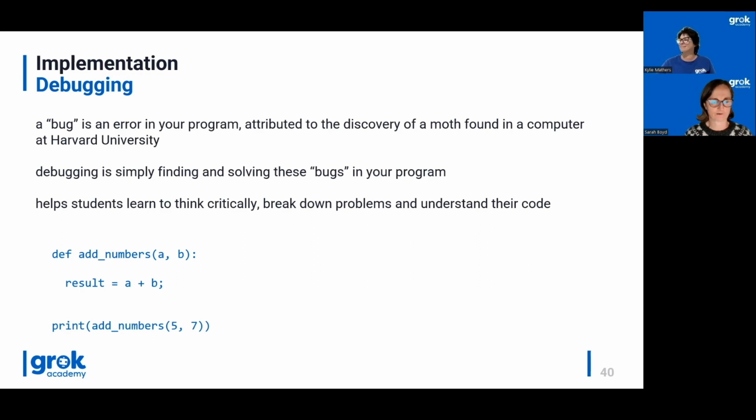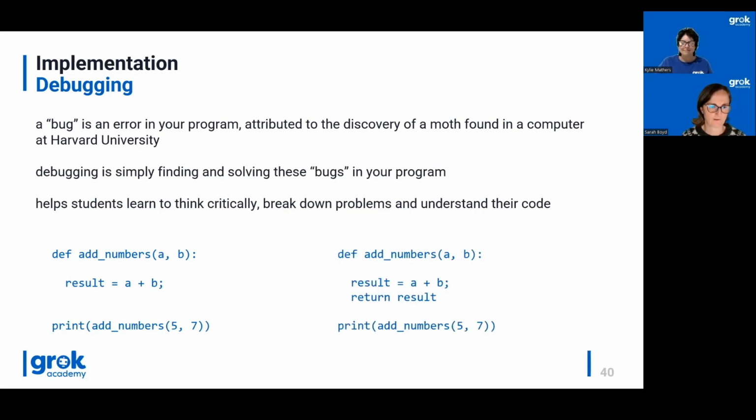Here's an example program, and there is an error in that. There's a bug in that. It looks pretty nice. There's a little function. However, there's something missing there, and that's the return statement. That would actually crash that program. So that's just an example of a little bit of debugging there.